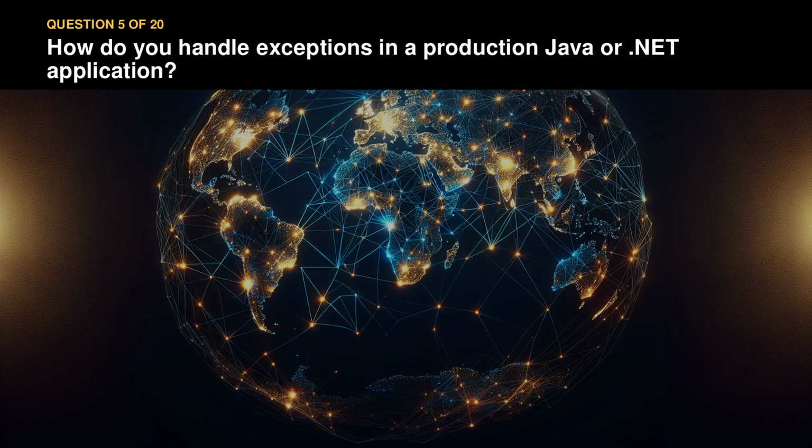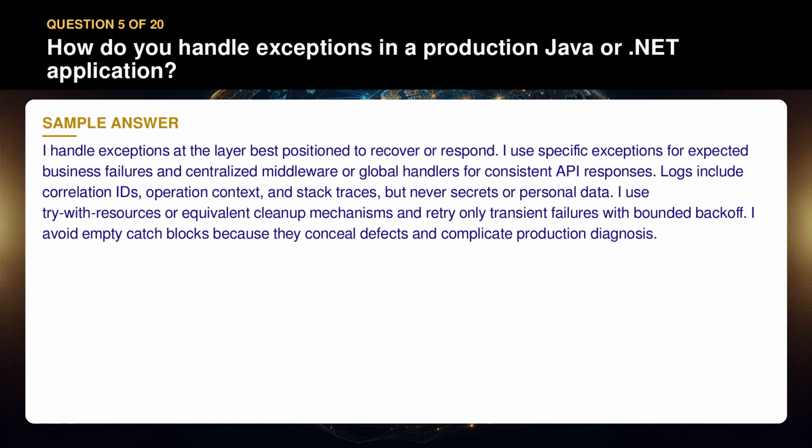Question 5. How do you handle exceptions in a production Java or .NET application? I handle exceptions at the layer best positioned to recover or respond. I use specific exceptions for expected business failures and centralized middleware or global handlers for consistent API responses. Logs include correlation IDs, operation context, and stack traces, but never secrets or personal data. I use try with resources or equivalent cleanup mechanisms and retry only transient failures with bounded backoff.